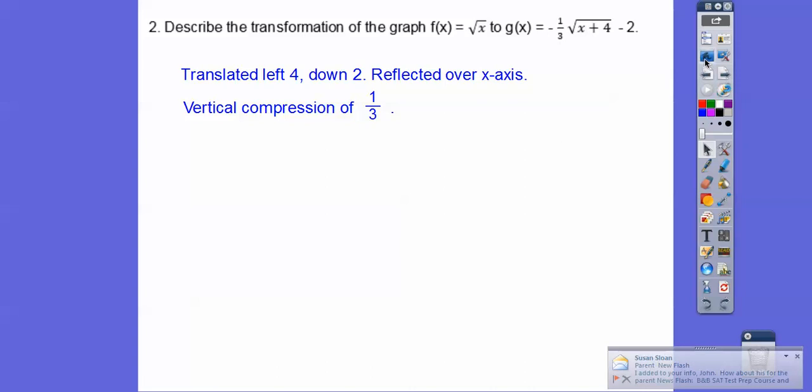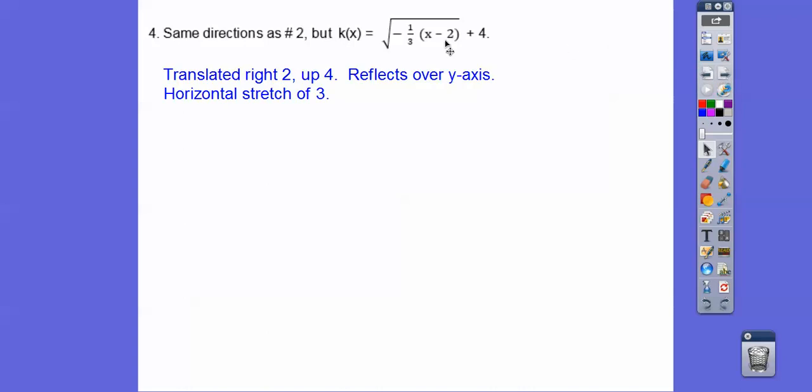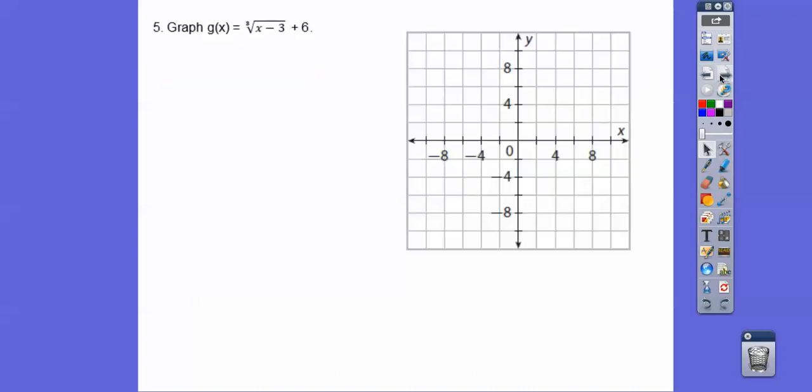All right, and then so same directions, but the negative 1/3 is on the inside. So still to the right 2 up 4, and then that negative on the inside means a horizontal reflection over the y-axis. Okay, and it has a horizontal stretch of, it's always the reciprocal of this number. So 1/3. So horizontal stretch of 3. Okay, so let's graph this rascal.